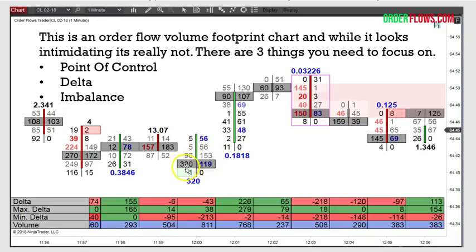Now the next price is 320 against 153. 153 against 320 is not more than 4 to 1, or the 320 is not more than 4 to 1 over the 153. So it's not a blue number, and it's not a red number either.